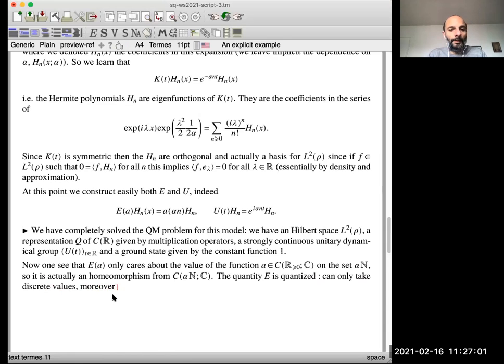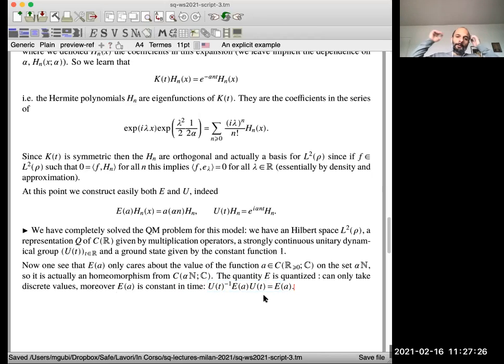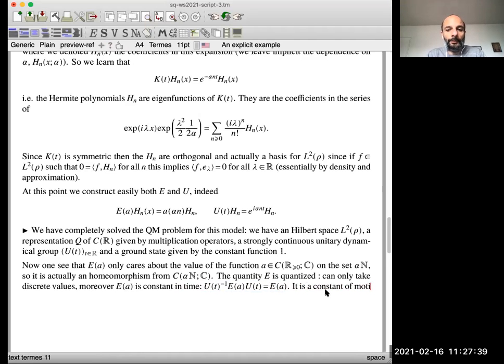Moreover, E of A is constant in time. Okay, meaning that you can check that if you take the time evolution of E of A, which was defined in this way. Sorry, maybe I should not. Yeah, okay. Let me call it in this way. This is E of A. Okay, so these are quantities which are constant and quantized, and actually correspond to the energy. It is a constant of motion, and actually it is the energy, of course. It is the energy.